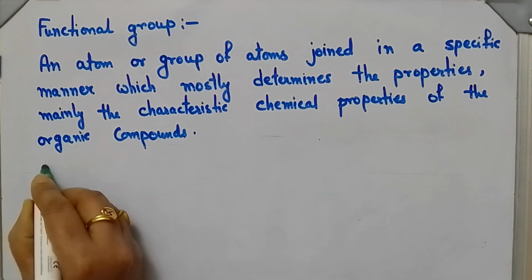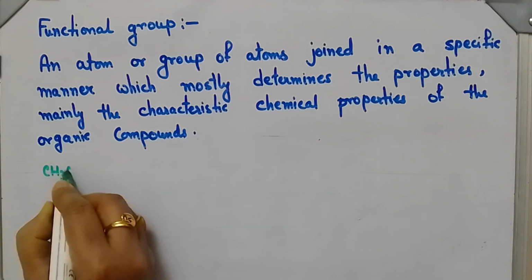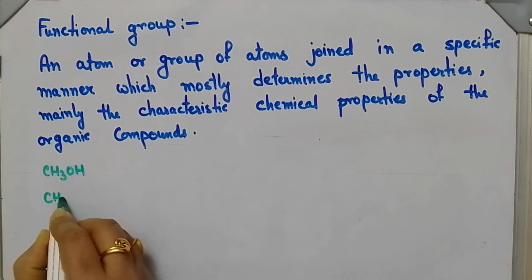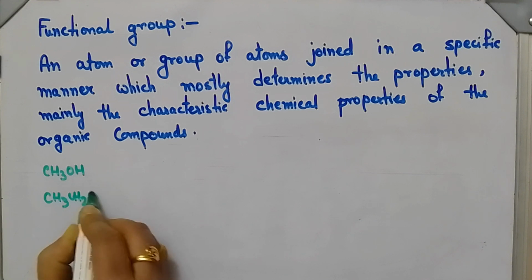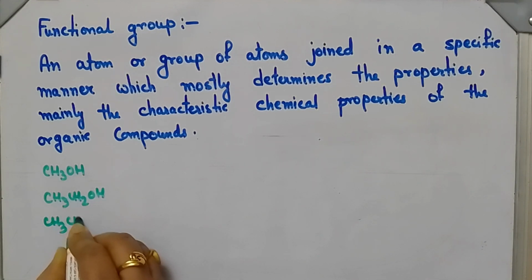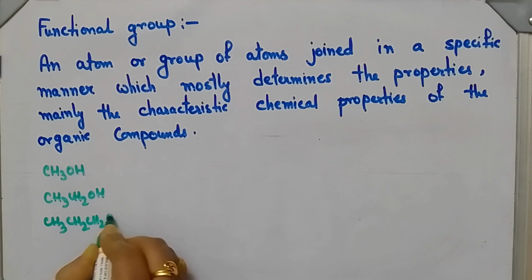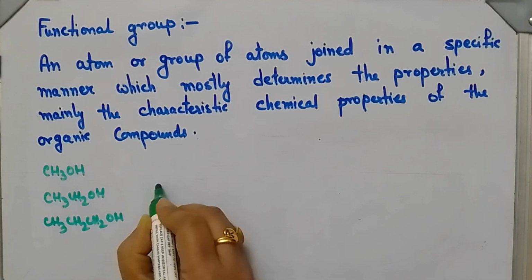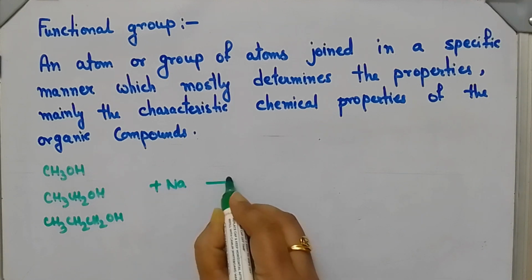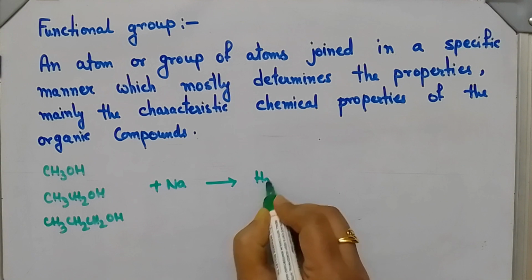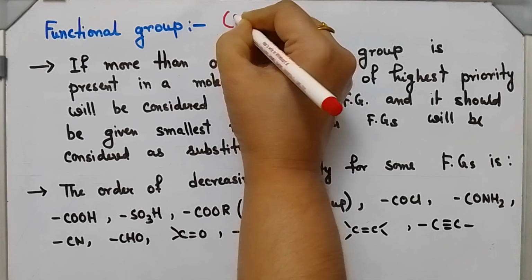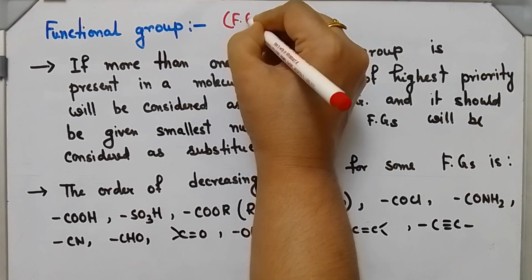For example, if you are having methanol, or you are having ethanol, or you are having propanol, by the treatment with sodium, all will liberate hydrogen gas. Now see, functional group, in short we can write as Fg.